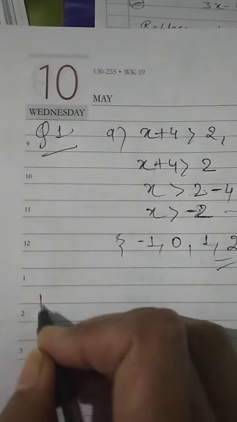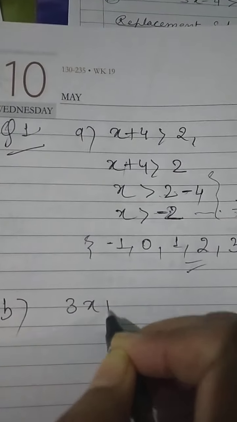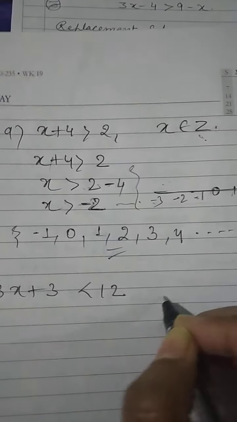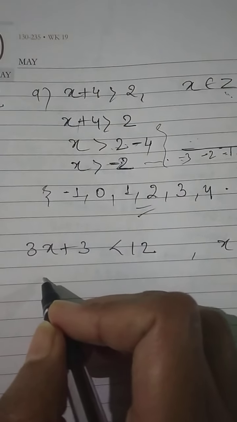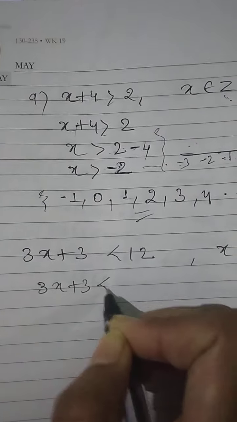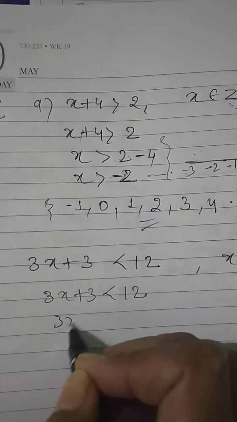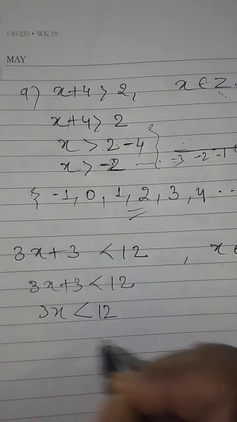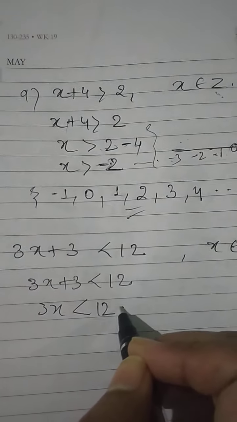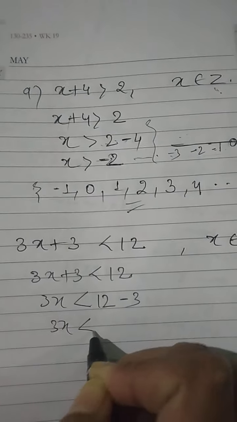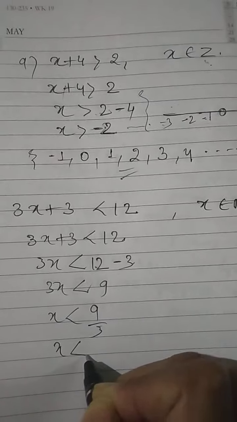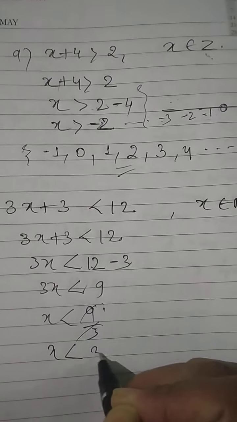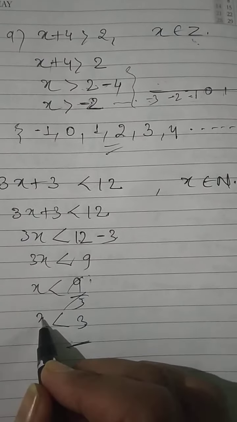Now let's see one more question. Suppose 3x plus 3 is less than 12 and x belongs to natural numbers. What do you have to do? Solve it first. 3x plus 3 is less than 12. Now this 3 will come to this side and become minus. 3x is less than 12 minus 3, which is 9. So x is less than 9 by 3, so x is less than 3.